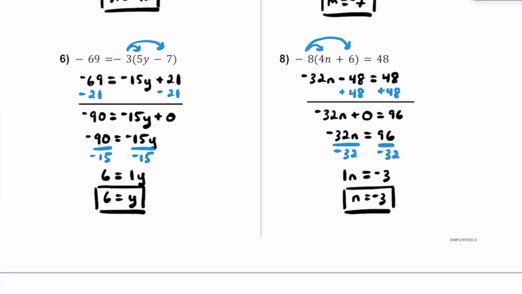So all right, cool. So there you have 8 different practice problems where hopefully you got a little bit better about solving these multi-step or two-step equations. Some of them you had to distribute first before you could do the two-step equations. Just look out for that.